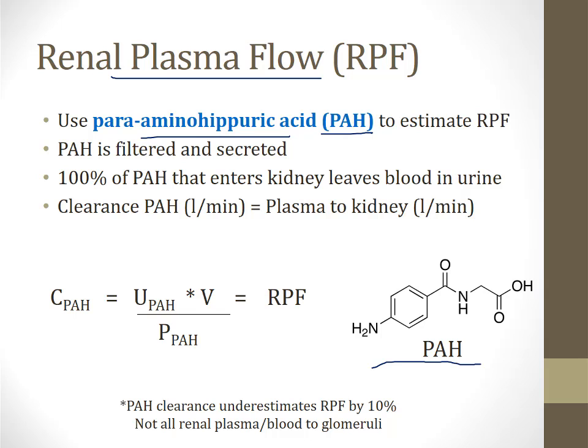The reason that PAH is useful for measuring the renal plasma flow is because it is filtered and secreted such that 100% of the PAH that enters the kidneys leaves the blood in the urine. This means that the clearance of PAH in liters per minute is going to be equal to the plasma flow to the kidneys in liters per minute.